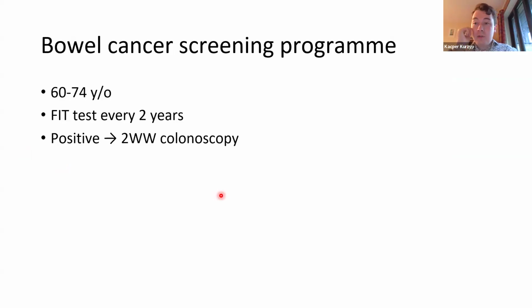Now, as I've said, oftentimes the patients are asymptomatic for quite a long while. That's why there is the bowel cancer screening program. So people aged 60 to 74 receive a FIT test, as we've mentioned, looking for blood in stool every 2 years, and they can provide a stool sample and send it back. And if it's positive for blood in stool, they get referred on to a 2-week wait colonoscopy to try to look for the source.